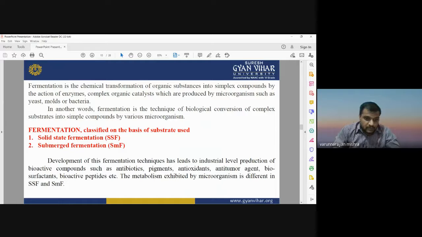The development of these fermentation techniques has led to the industrial level production of different kinds of bioactive compounds such as antibiotics, pigments, antioxidants, anti-tumor agents, biosurfactants, peptides, and the metabolism exhibited by the microorganism is different in SSF and SMF. So now we will see what SSF and SMF are, how they work, and which one is better than the other.